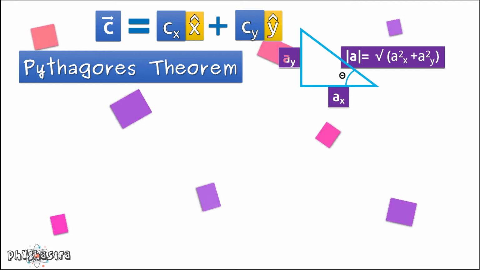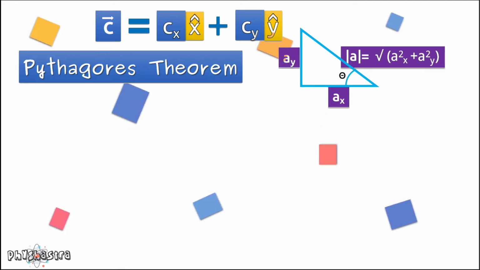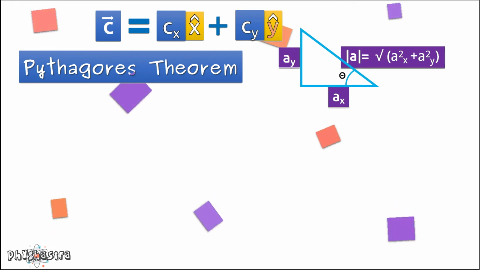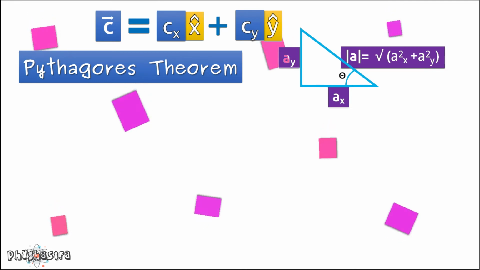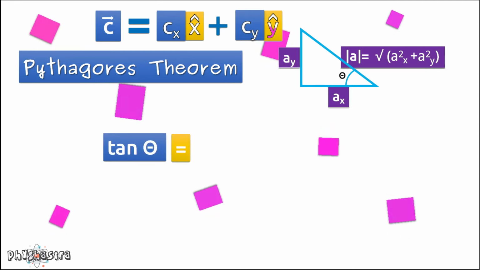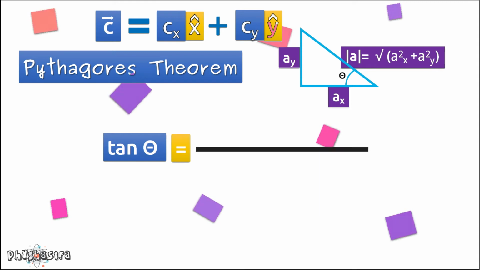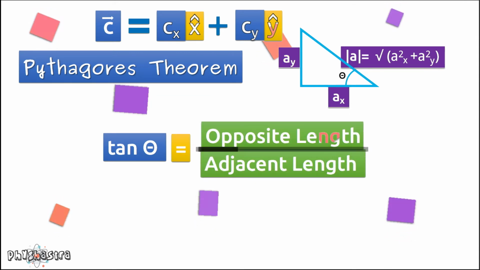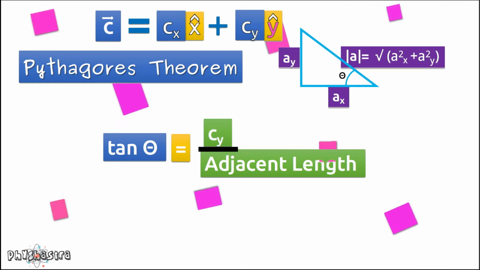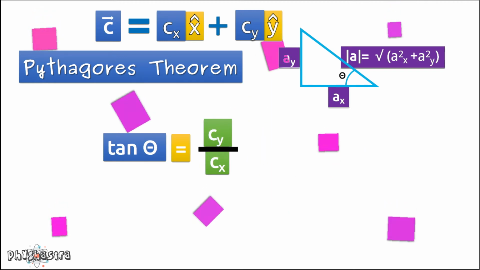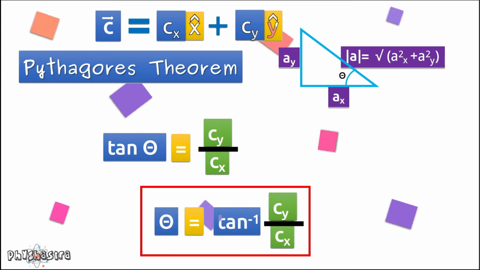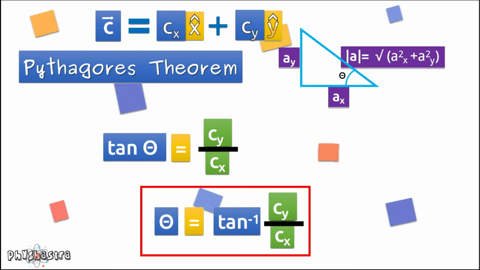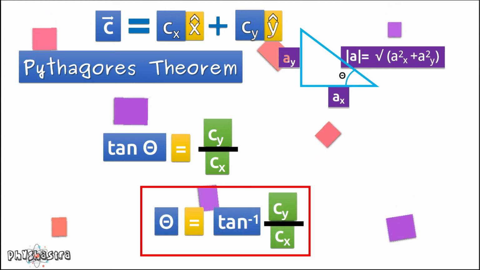For example, you can find the direction by using trigonometry, such that for an angle theta of the resultant from the x-axis, you can write tan theta equals the y component divided by the x component of the resultant vector. Since tan theta is opposite upon adjacent length, then by taking the inverse of tan we get the angle theta.